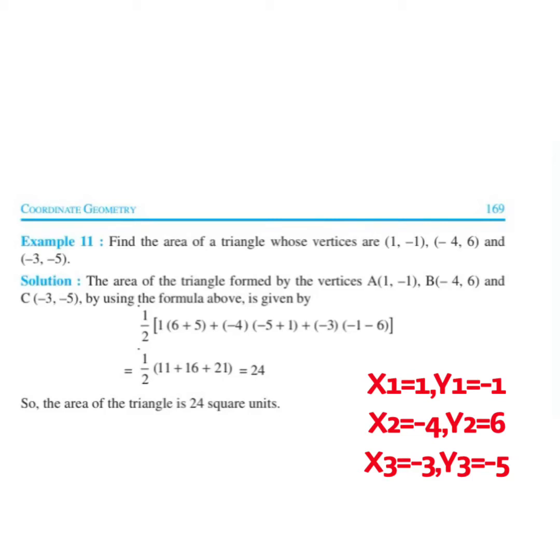Now students, they have directly given the calculation here. They have not written the formula. In the last lecture I told you, and now also I am telling you, you have to write the formula for solving.